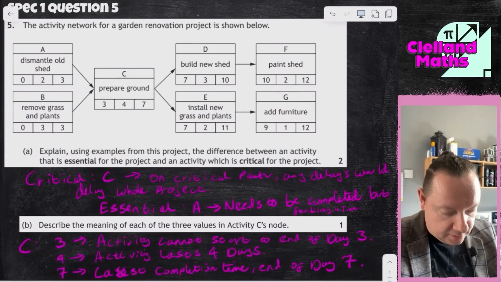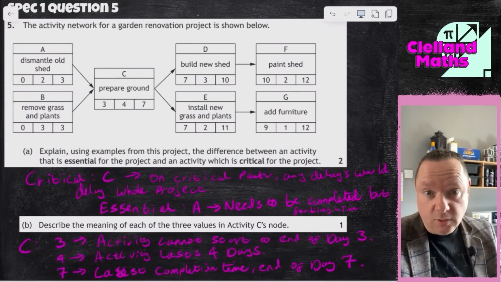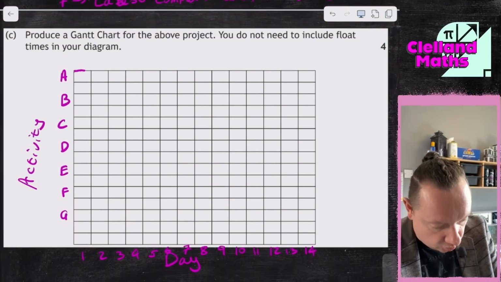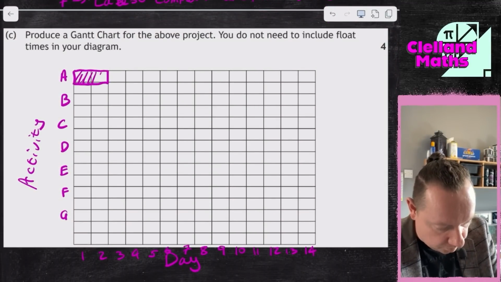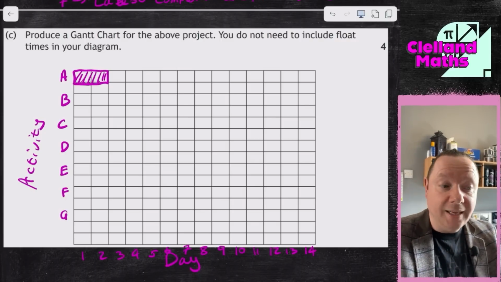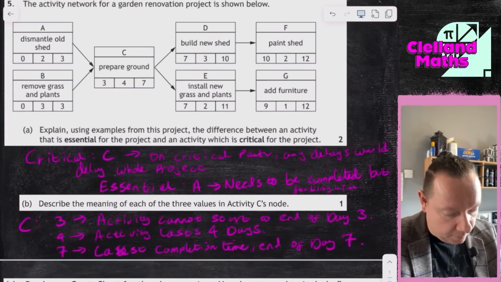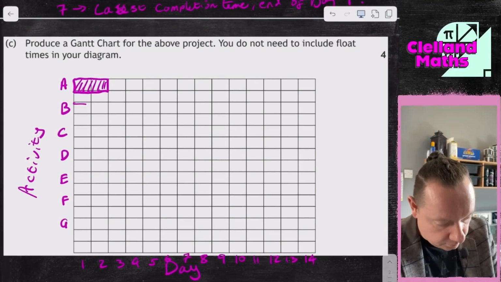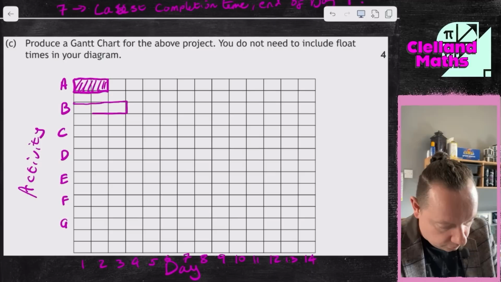So now let's look at our actual thing. For A, it starts at the end of day 0, so I start on day 1, and it lasts 2 days, so 2 boxes. So I can just draw 2 and shade in 2. Now obviously you use a ruler to be nice and neat. B also starts at the same time, it takes 3. So there we go, just shade that in.